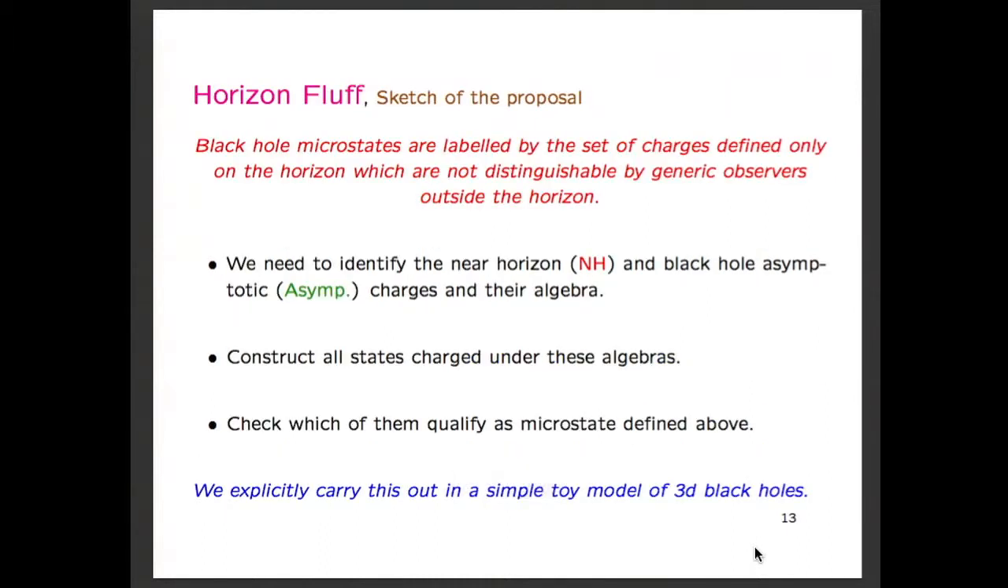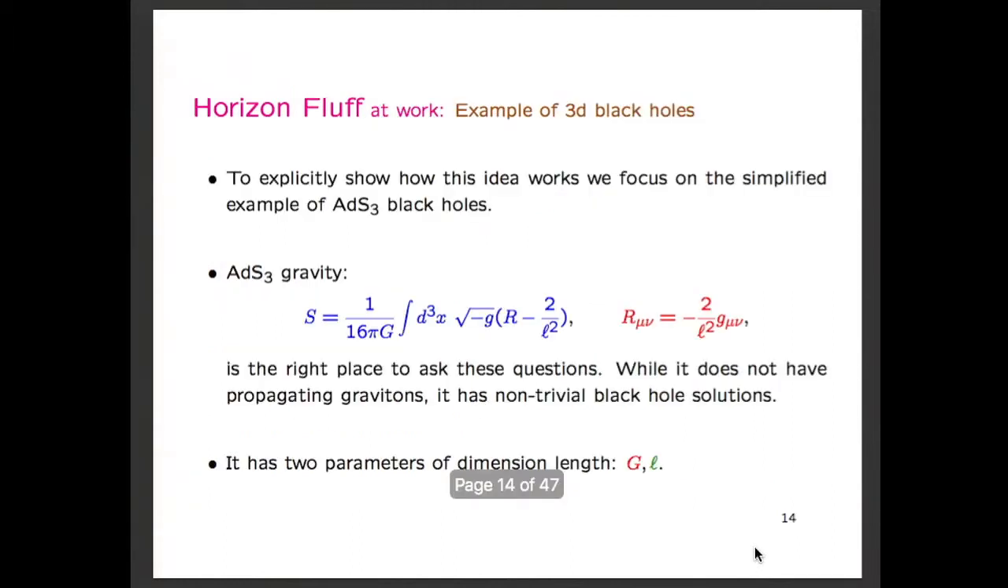Okay. So this is basically the general picture of the proposal that I'm going to formulate, at least for the simple case of AdS3 black holes. But presumably it could be more general. So the rough statement of the proposal is that black hole microstates are labeled by the set of charges defined only on the horizon, which could not be distinguished by any observer at or away from the horizon. This could generically be an asymptotic observer. Okay, so let me show you how this may work in a simple example of AdS3 black holes.